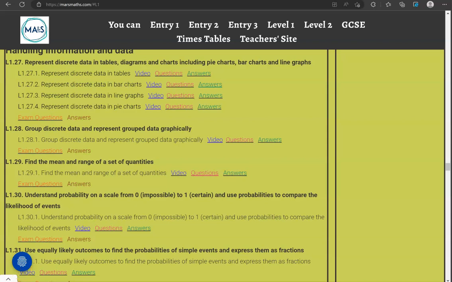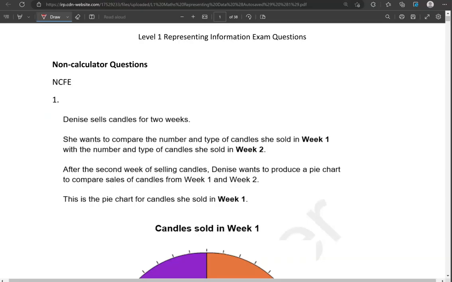In this video, we'll go through exam questions that cover the criteria, represent discrete data in tables, diagrams, and charts, including pie charts, bar charts, and line graphs. You can locate the questions on the mathsmath.com website under Level 1. The questions come from different exam boards. We'll start with the non-calculated questions and then we'll move to the calculated questions.